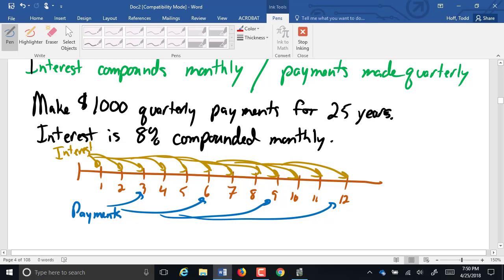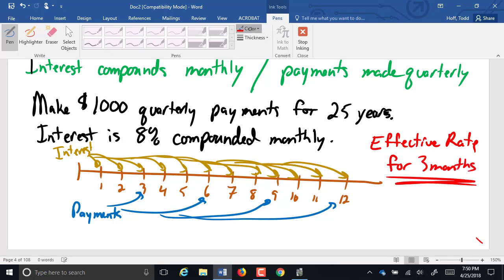Up above, we just combined the payments so that the payment was just made at the same interval as the interest because the interest was less often than the payment. Here it's the other way around. The payment is less often than the interest. So we need to combine the interest so that we can figure in the interest on that longer period of a quarter. So what we have to do is find the effective rate for a quarter, for 3 months. So how do we find that effective rate for 3 months?